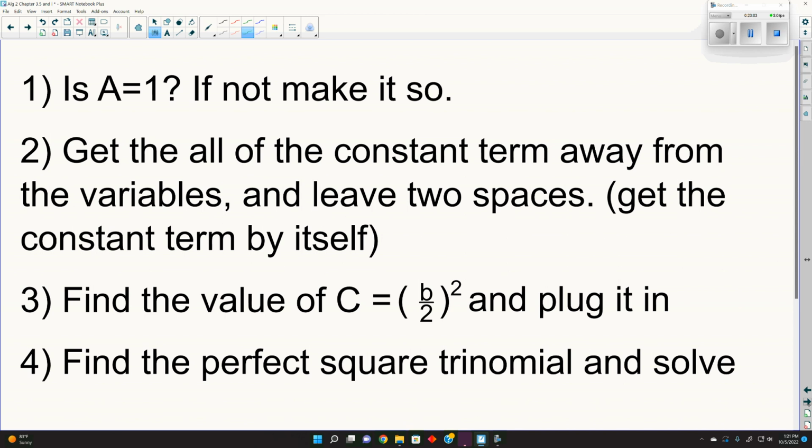Then we want to find the value of c. c is equal to b over 2 squared. And then find the perfect square trinomial. That's what we did with that. Essentially factor it into one set of parentheses squared and solve.